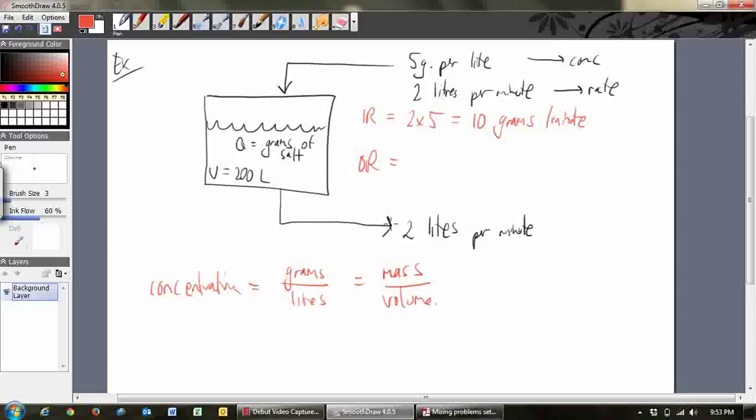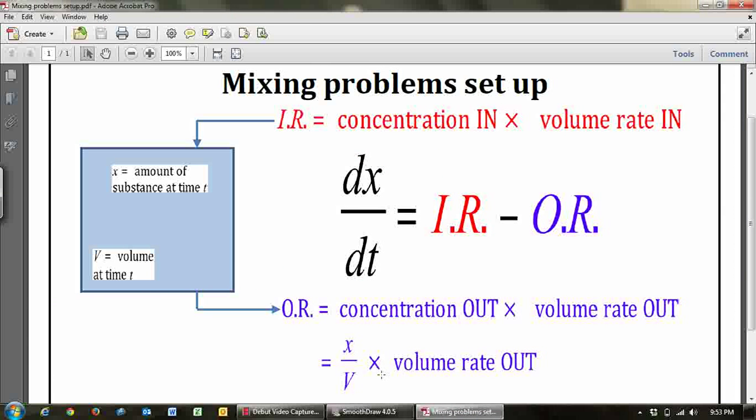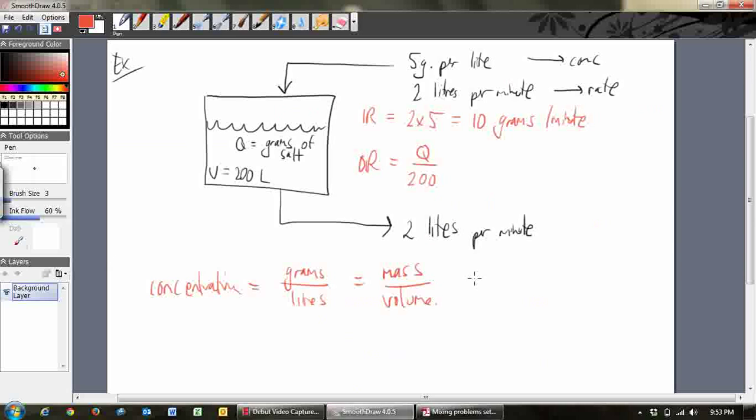So what's the mass of the salt that's coming out? Well, that's Q. Okay, so that's the mass. What's the volume of the tank? Well, the volume starts at 200 litres. We've got 2 litres per minute coming in, and 2 litres per minute going out, so it's going to remain at 200 no matter what. It doesn't change. So it's Q over 200, and we multiply the concentration by the volume rate out. What is the volume rate going out? It's going out at 2 litres per minute, so that's times 2. That's equal to Q over 100 grams per minute.